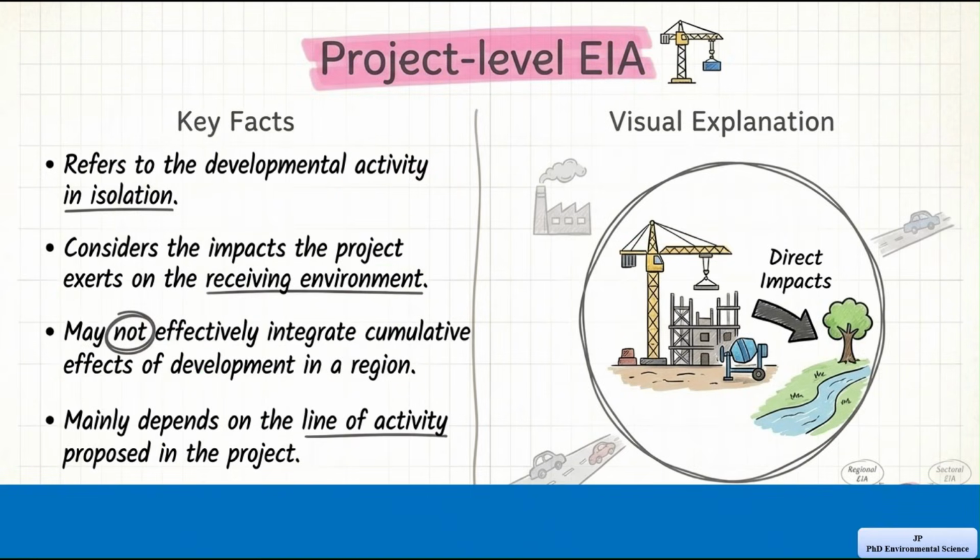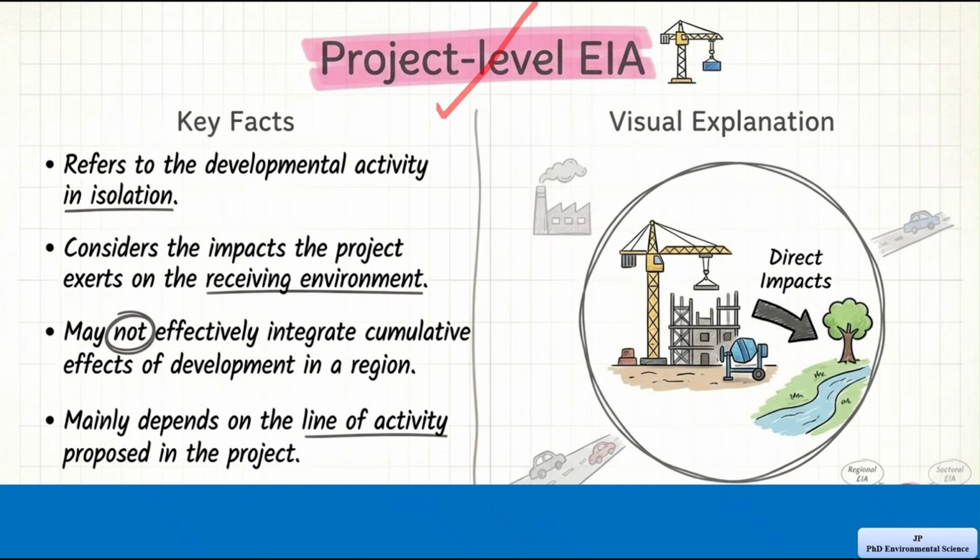Project level EIA is the most common type of EIA. It focuses on one single project. It refers to the developmental activity in isolation, meaning alone or separately. This project is studied by itself, not with other projects. For example, only studying one dam or one factory.